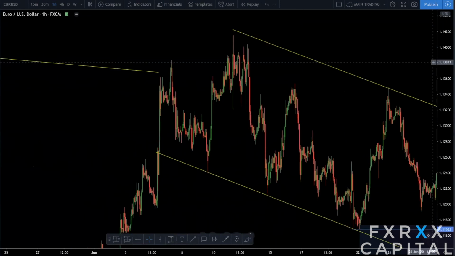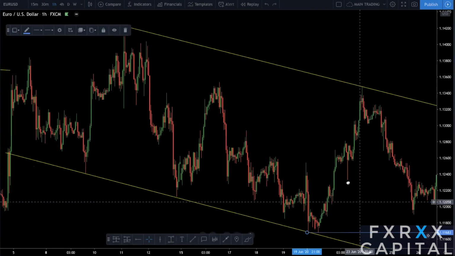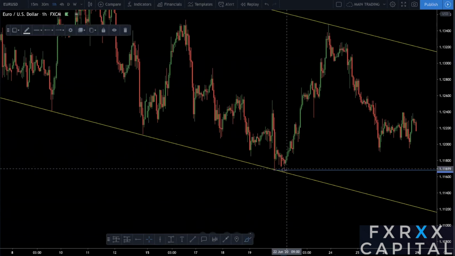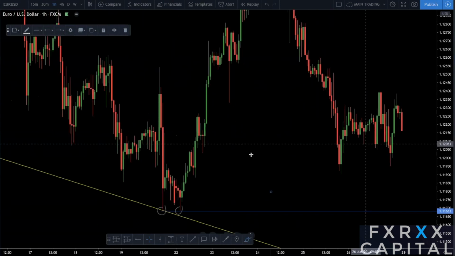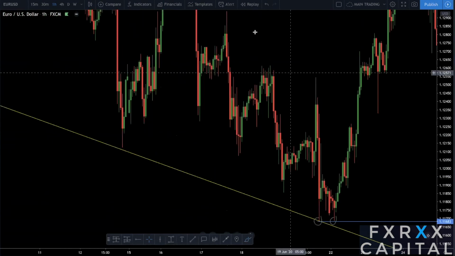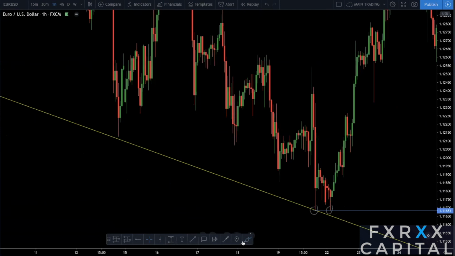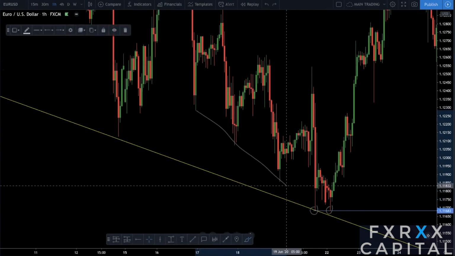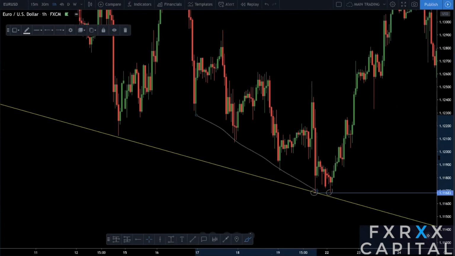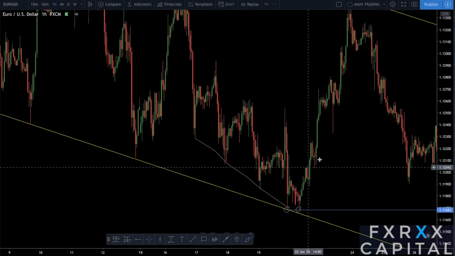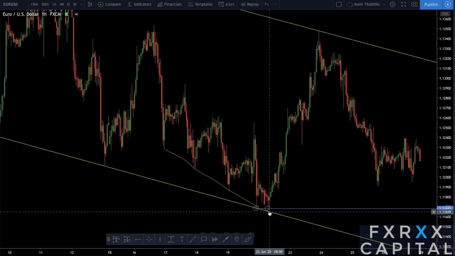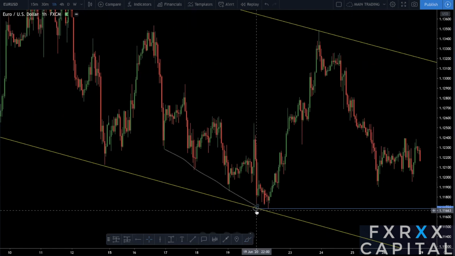Okay. This one is the previous double bottom. The previous drawing is missing because I did not save it. So this is a double bottom, supported by the descending channel. That's why it's important to have your routine to monitor the market. If not, you're going to miss this big opportunity. So I evolve with the market.